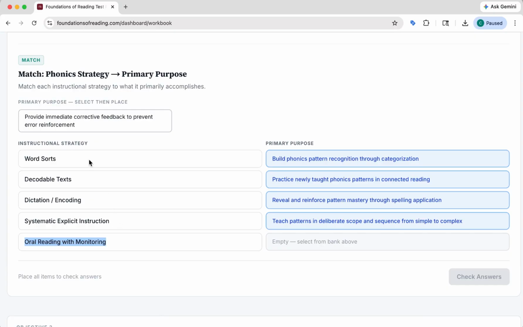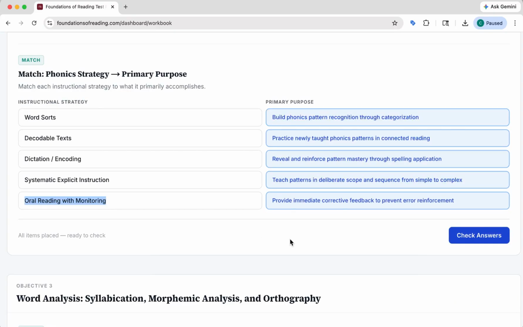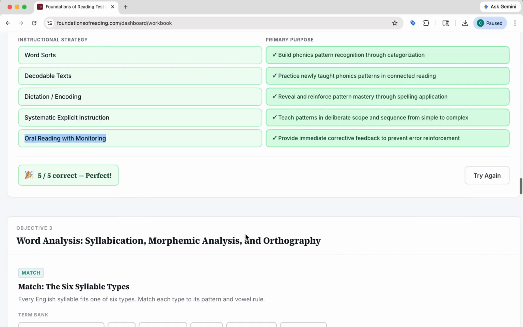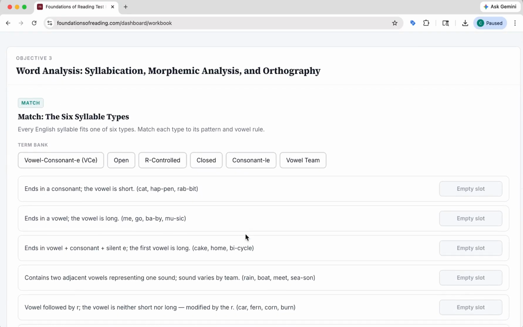Let's make sure that this is the way. And it is. Nice. Okay. We are on a streak.